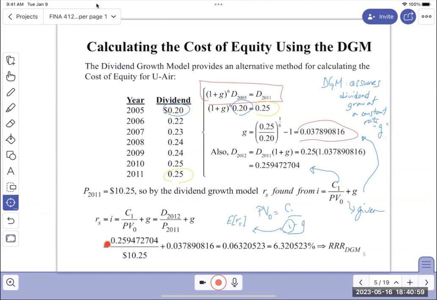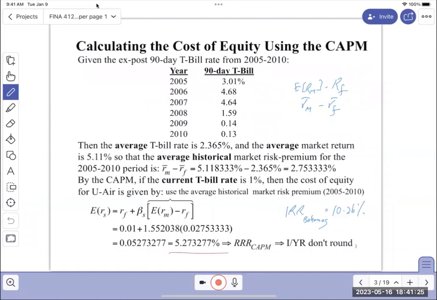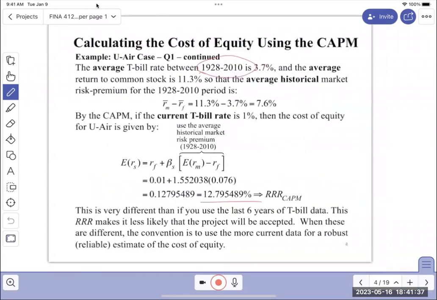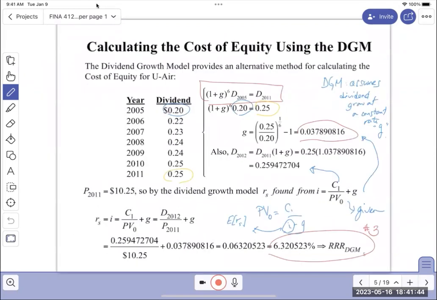So that's what I calculate. I put my numbers in. This was C1, this is the price, and this is the G, and now this is what I get. So I'm going to call this our number 3 estimate. We've estimated CAPM 3 times. The first one was here, where we used only the recent 6 years of historical data. The second one was here, where we used 80 years of historical data for CAPM. And then we did this using the dividend growth model. So this is another calculation of the cost of equity or the required rate of return.